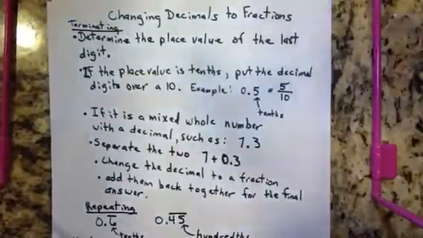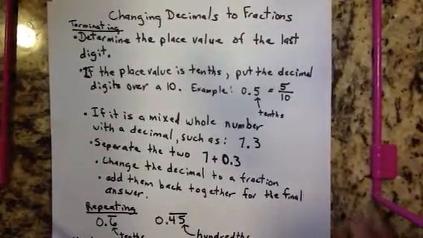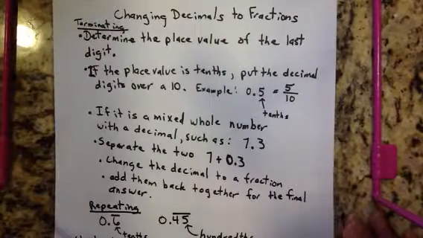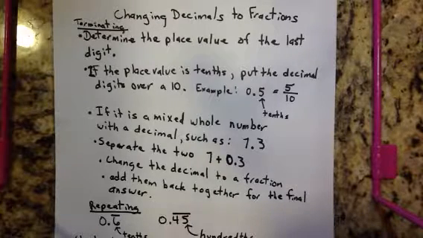Okay, let me get a light on the subject here. And we're going to be changing decimals to fractions. And we've got what's called terminating decimals and repeating decimals, and the way you handle them are different. So let's start with the easier ones, the terminating decimals.